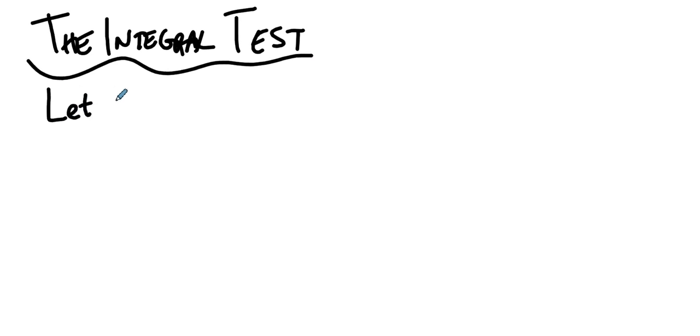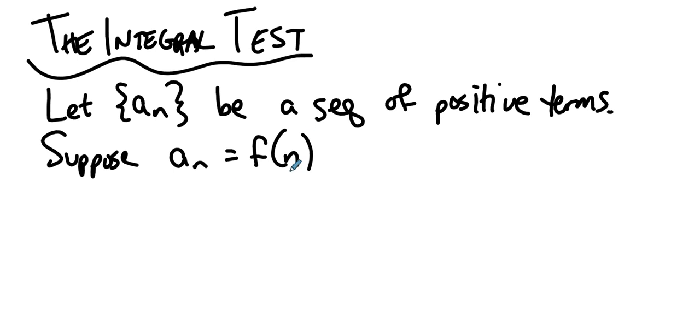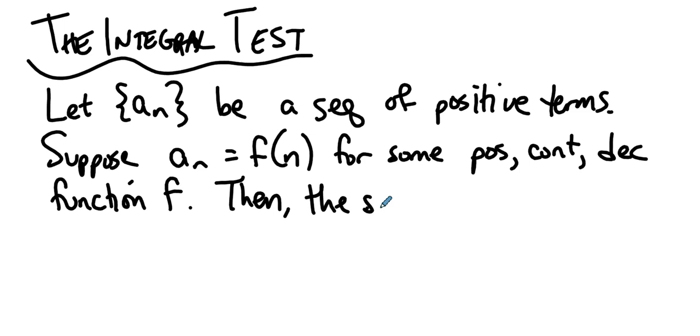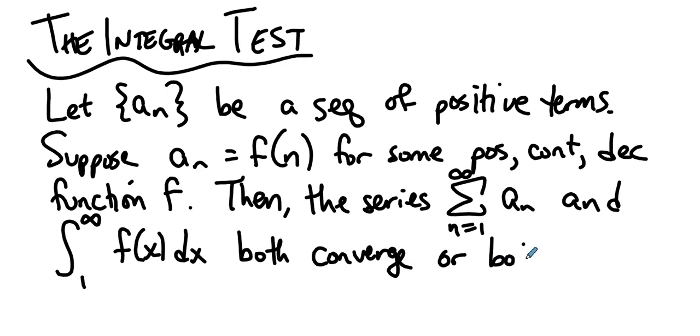Let's take a look at the integral test. And the integral test says we're going to let some sequence a sub n be a sequence of positive terms. We won't let negative terms in for a while. Suppose that a sub n is some function of n for some positive, continuous, decreasing function f. Then the series that adds up all the a sub n's and the integral from 1 to infinity of f of x dx do the same thing. They either both converge or they both diverge.